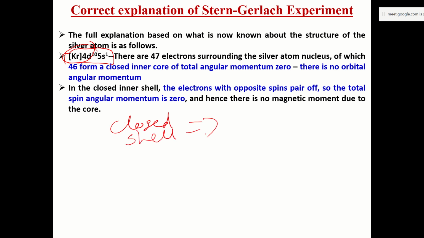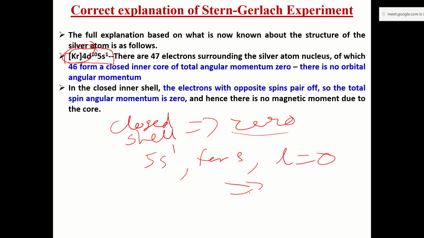So 0, because all the directions ultimately cancel out. It is a vector, so you have plus 1, minus 1, different directions, and all together taken that will turn out to be 0. And in addition to that, the 5s1 s orbital, for s, L is 0, so again 0 momentum.